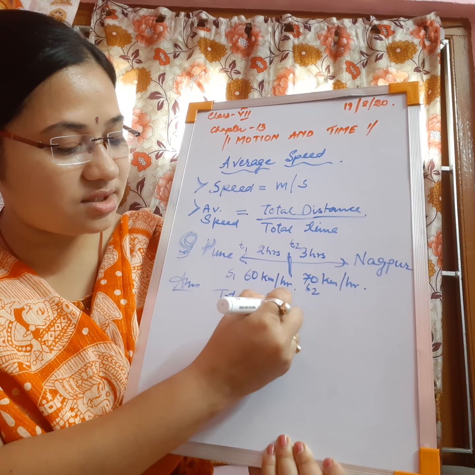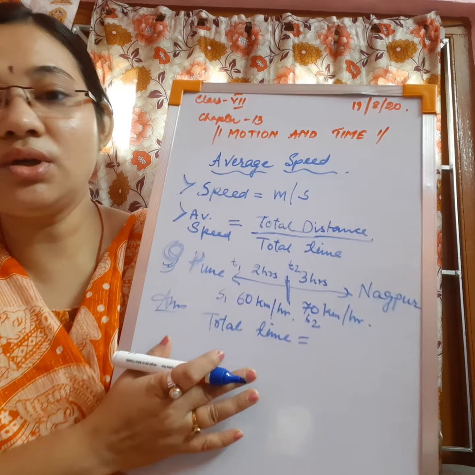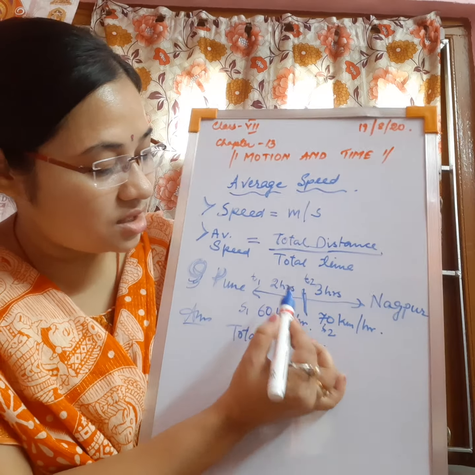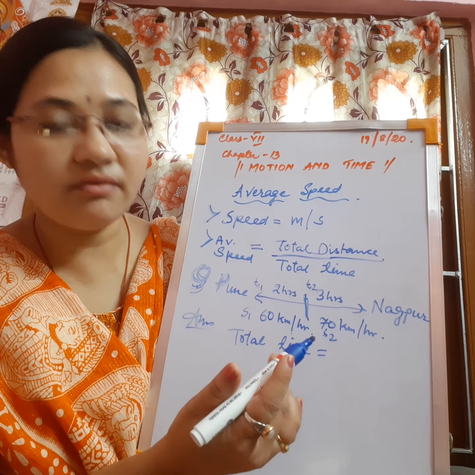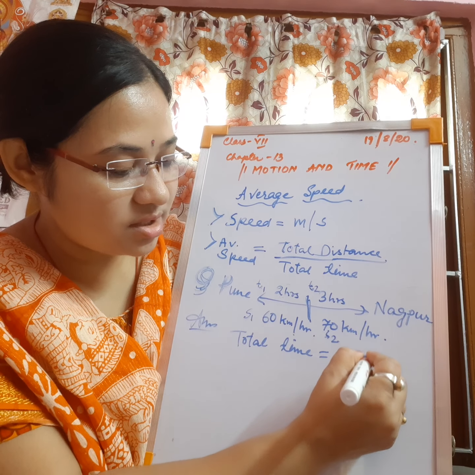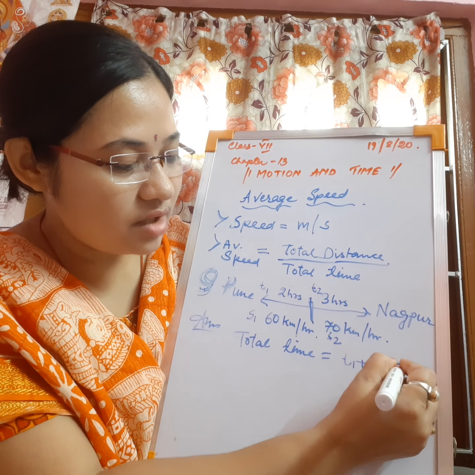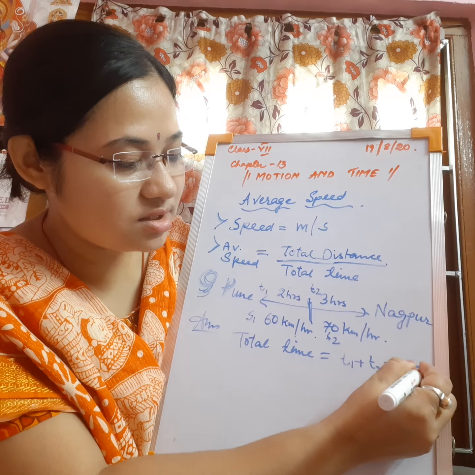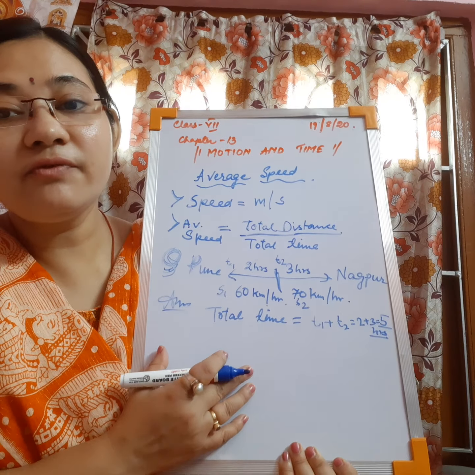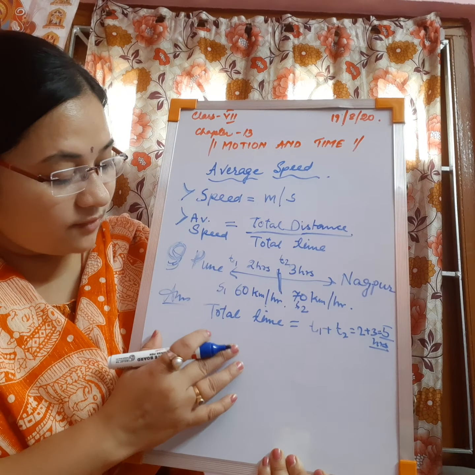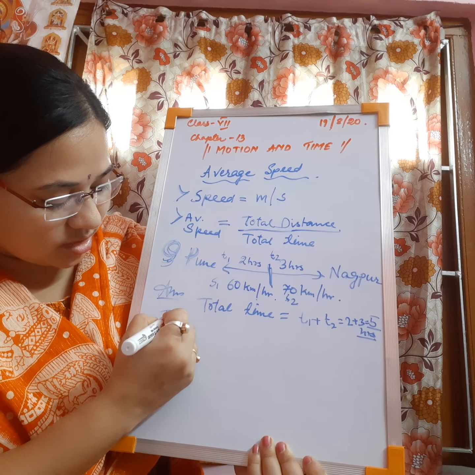It is very easy, it is given in the question itself. The total time that Rahul is traveling is T1 plus T2, so 2 hours plus 3 hours, that is 5 hours. So the total time is 5 hours. Now let us see what is the total distance.